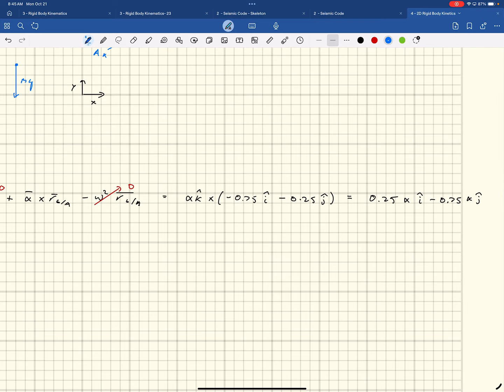So this component right here, that is AGX. And this component right here, since it's in the J direction, is AGY. Oh, that negative is part of that too. So we need those later on, right? AGX and AGY, and there they are. And so I always just do that.